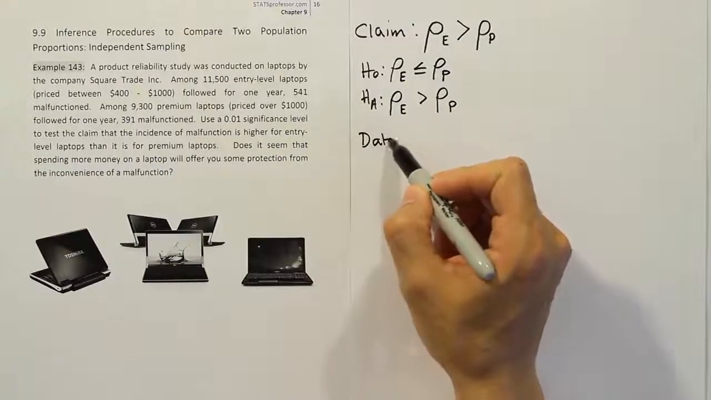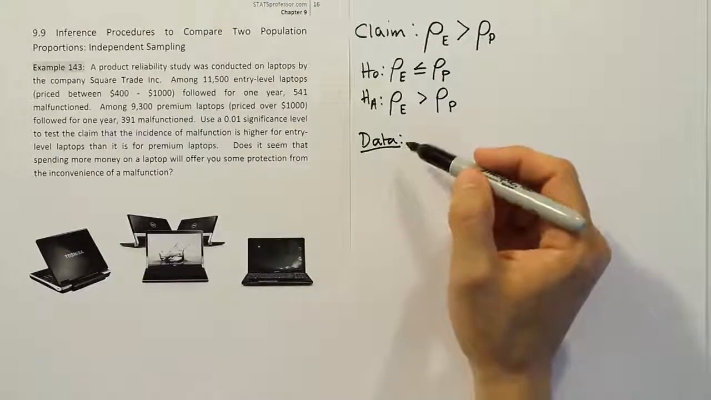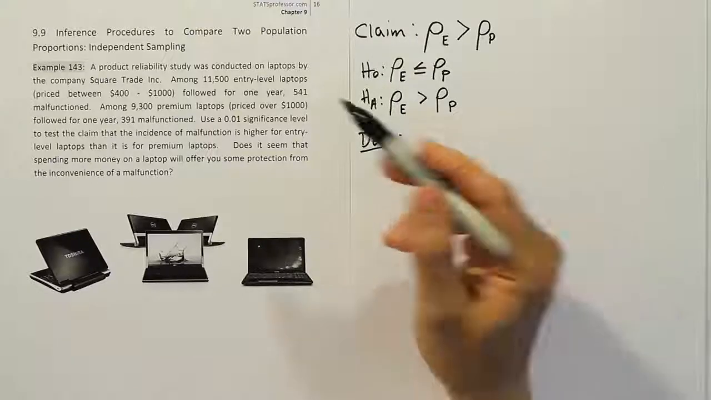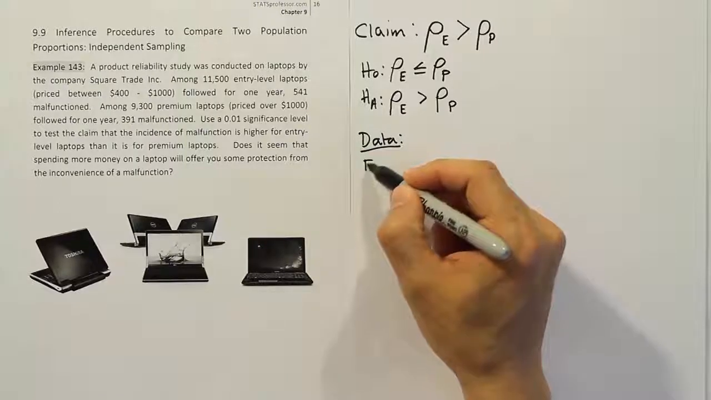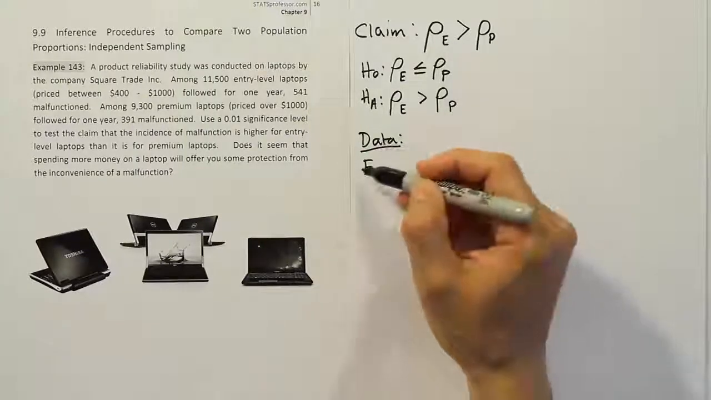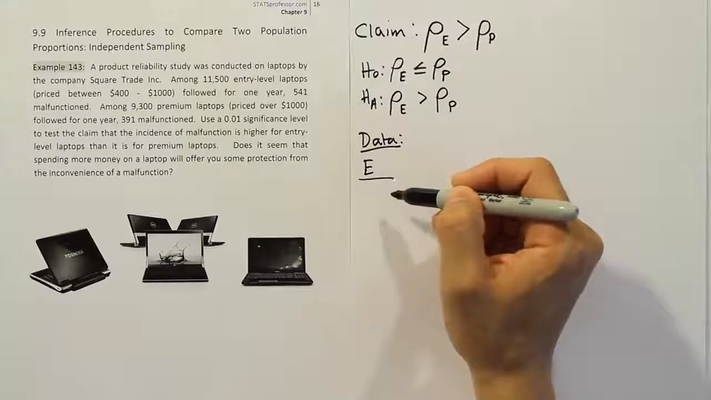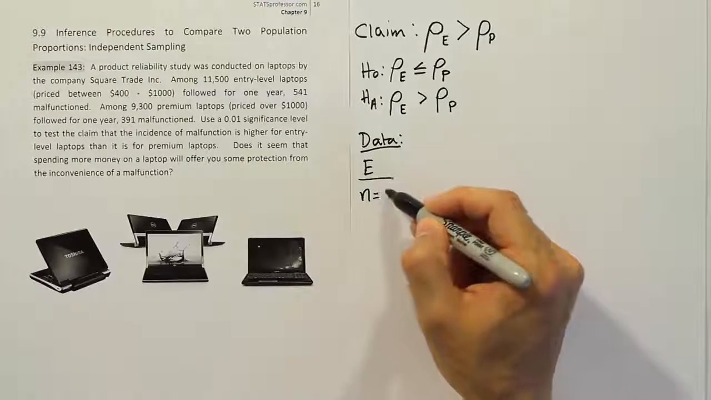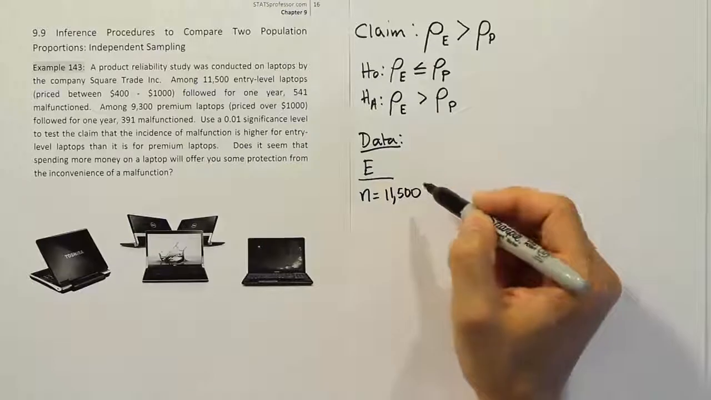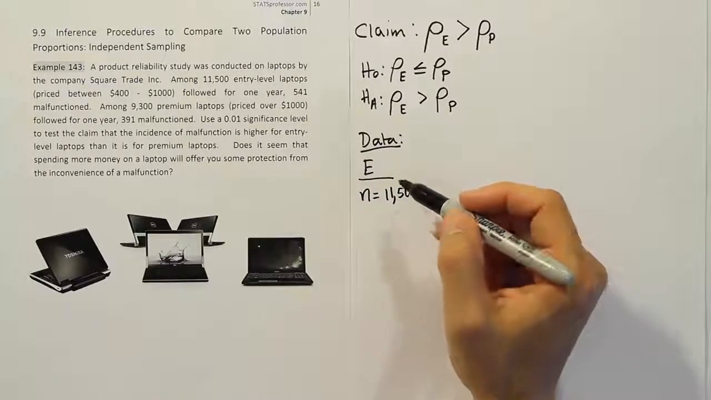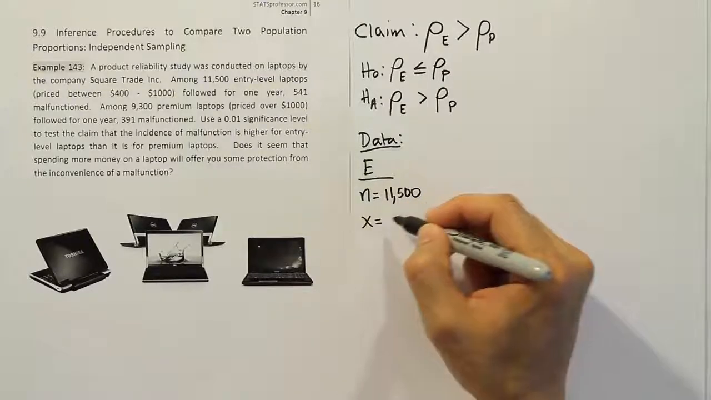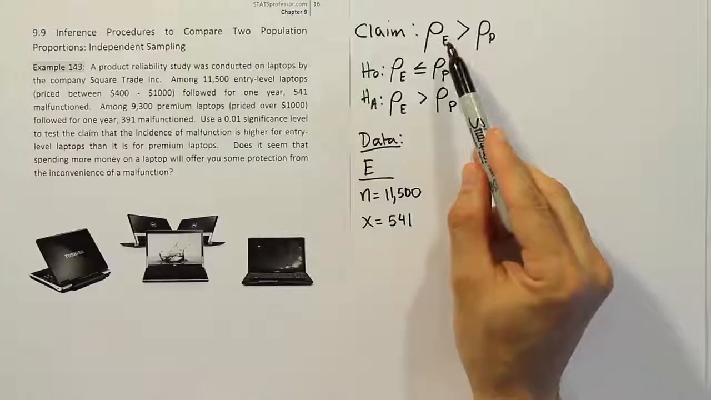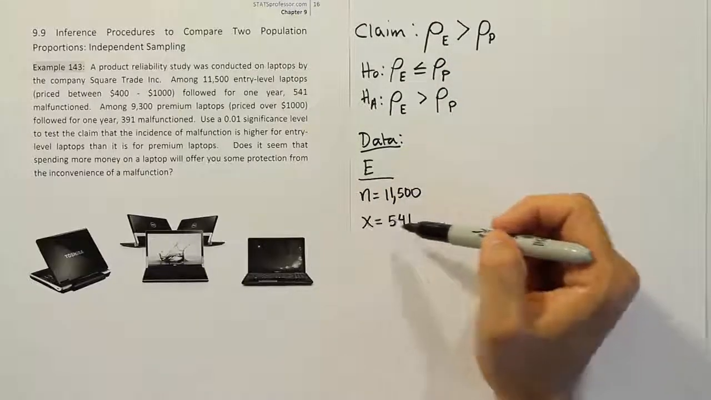The data that's given in the problem is a little bit different here because it's a proportion problem. So when I look at the data, I'm going to see that the sample sizes are quite large. And the first one they give me is for entry-level laptops. And since that's what I put in my claim first, I want to be consistent and use that in my data set first as well. So I'm going to say my N for entry-level is 11,500. And then they go on to tell me that 541 malfunctioned. That's the number that malfunctioned. We call that X because that's the number that had the trait that this proportion represents. This proportion represents a malfunction rate. X is the number that malfunctioned.